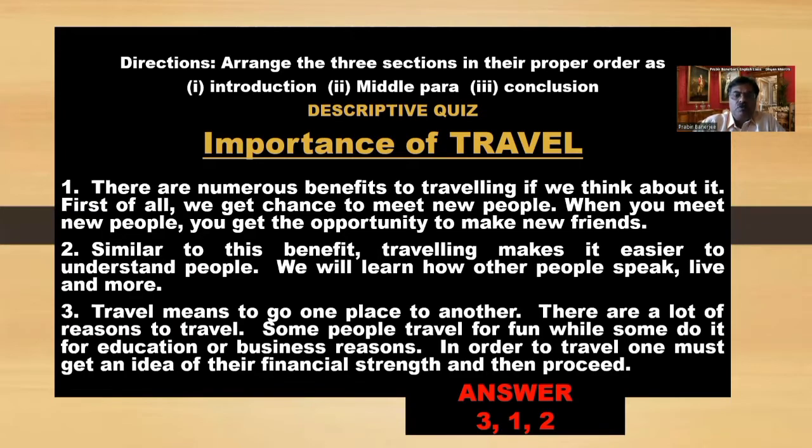Now the middle part will come how? Any more reasons to travel? Any more reasons? That is given in section number one. There are numerous benefits to traveling. There are numerous reasons for traveling. So for any more reasons, you can find your answer there. Section one will come next as the middle para. And the third will be, what benefit is in sentence number one? There are numerous benefits. And that is interrelated with the conclusion part.